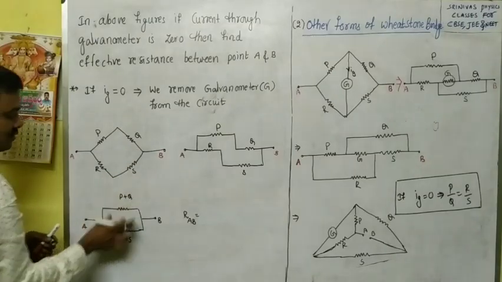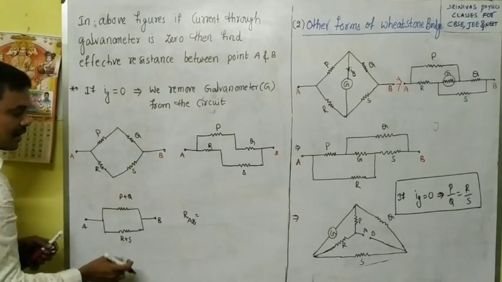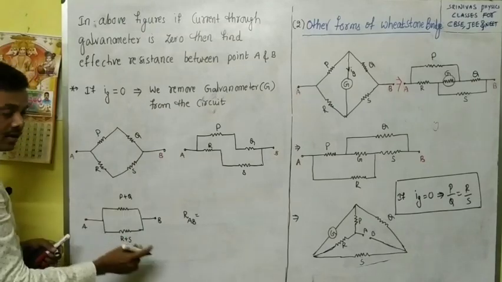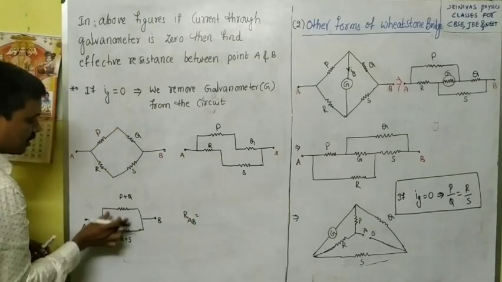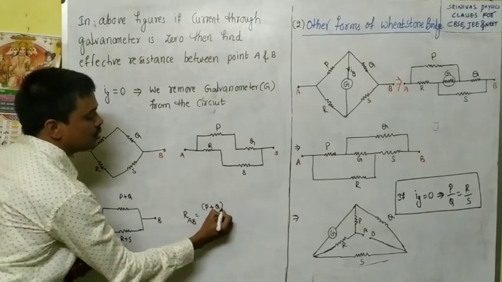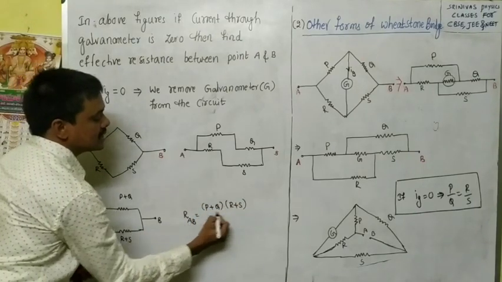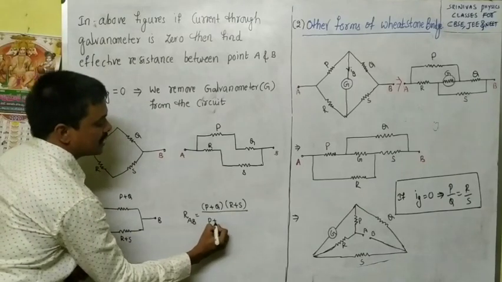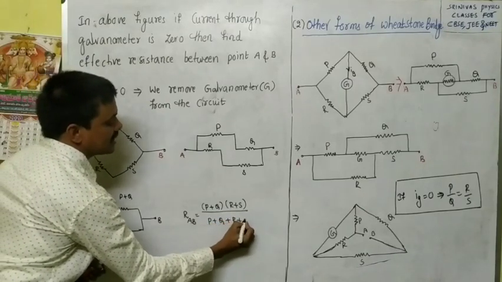Their effective resistance, what we have to do? Right? R1 R2 by R1 plus R2, the parallel combination formula. That means we will get (P plus Q) into (R plus S) by (P plus Q plus R plus S).